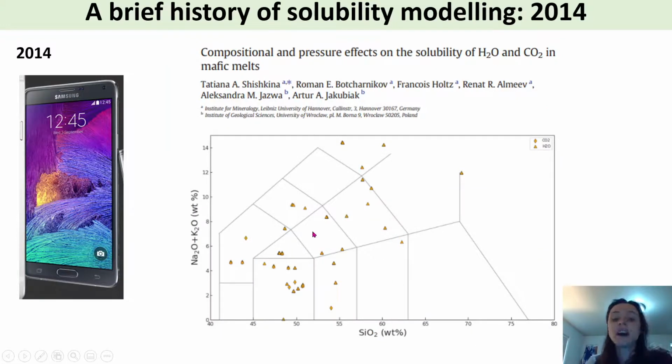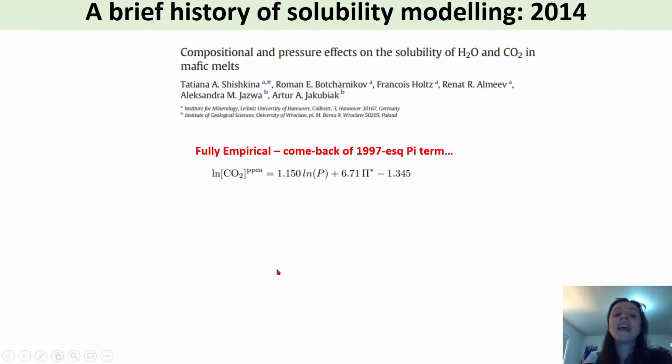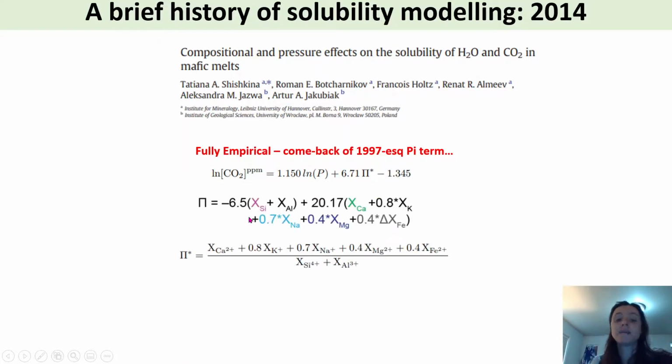2014, Shishkina cover even more of this sort of alkaline basalt space. And they also produce an empirical model, but this is very simple compared to that Dixon and Marziano model. The concentration of CO2 dissolved in the melt is simply a constant times by the ln of the pressure, minus another constant, and then a third constant times by pi star. And pi star is pretty similar to the original pi value of Dixon, but instead of attaching negative coefficients to silica and aluminum, it divides through by the fraction of these instead.